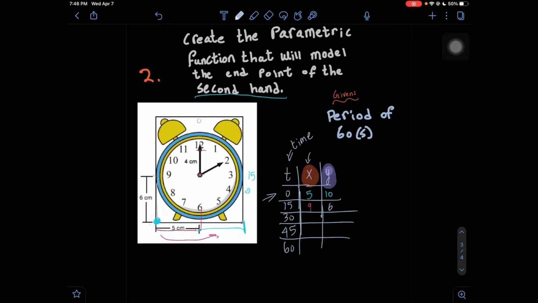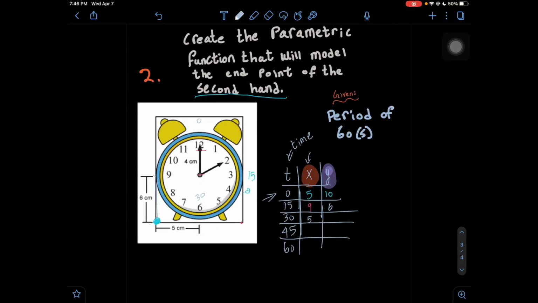Now let's go through the third row, which is at 30. As we know, 30 is about at 6, because 6 times 5 is 30. That's halfway through the clock. So this is 30. And now we need to see how far we went from the bottom left corner to 30. Well, we can see clearly that it's 5.